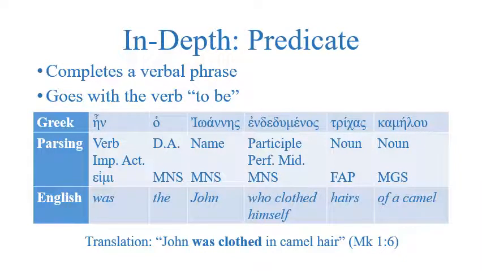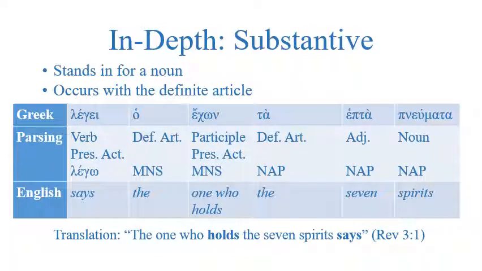The participle, because it's part adjective, can stand in for a noun. This is our substantive use. In this use, it almost always occurs with the definite article. We saw this in Revelation 3:1. Ho echōn ta hepta pneumata, the one who holds the seven spirits. Here we don't have a noun, we just have the participle echōn.